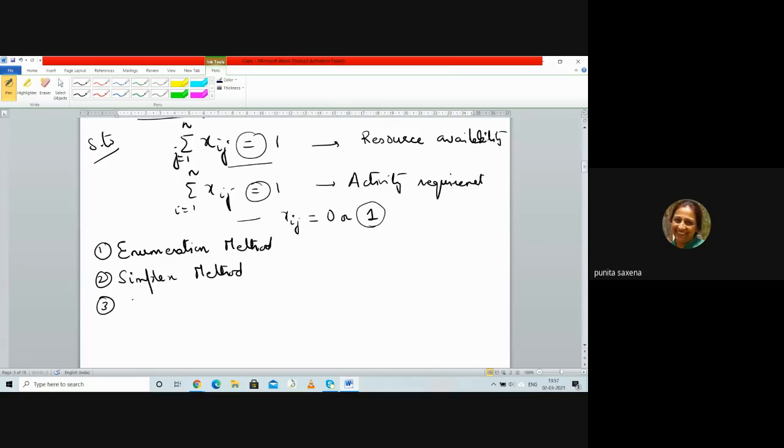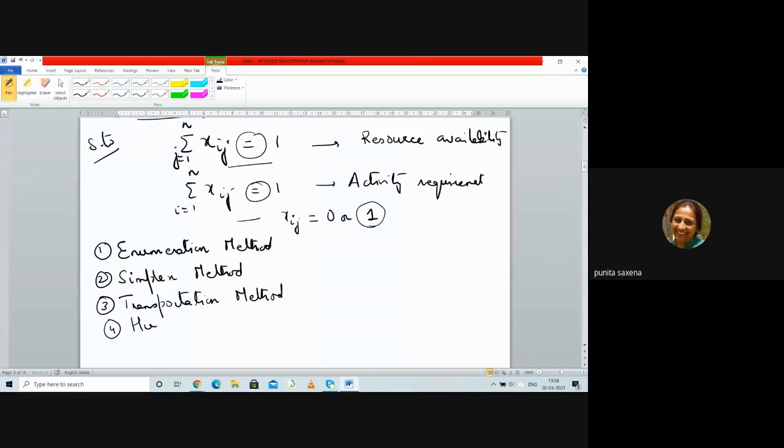Then we have the transportation method. That means the way we solve a transportation problem, in a similar manner we solve this assignment problem. We start with an initial basic feasible solution and check for optimality. If it is optimal, we terminate. Otherwise, we move on, the way we solve a transportation problem using the MODI method and so on.